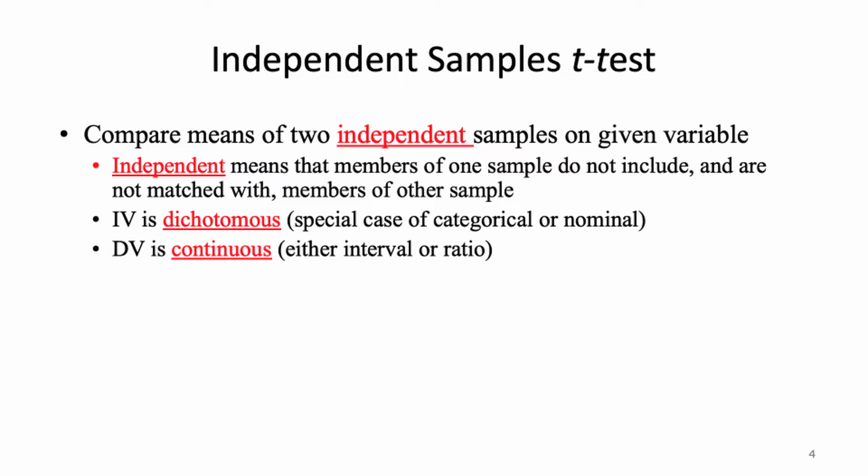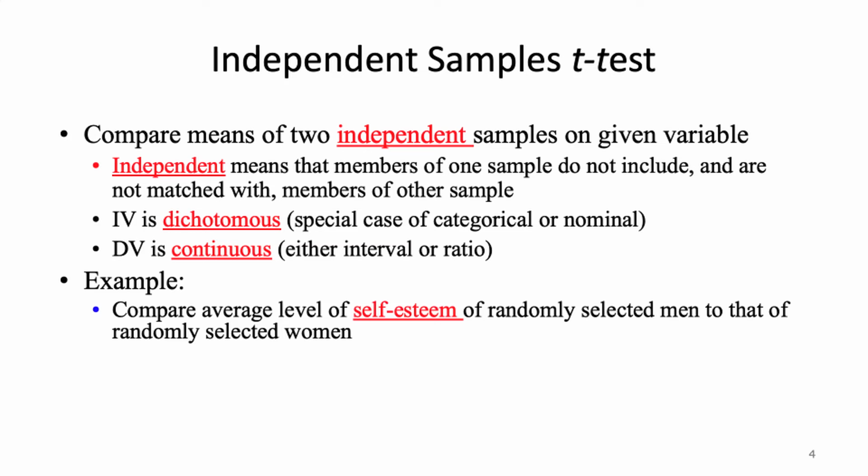The IV, the independent variable, the antecedent, is dichotomous. Dichotomous being a special case of categorical or nominal where there are only two different categories. You cannot be a member of both samples at the same time. The samples are independent, and the variable on which you're being compared, the DV, is continuous. That is, it's measured either interval or ratio.